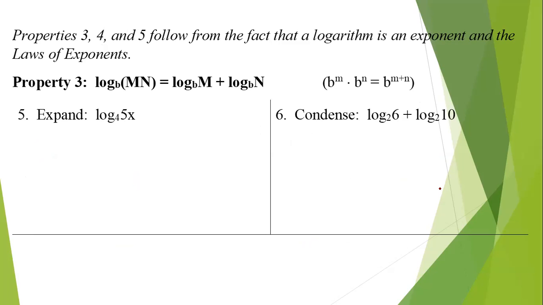For the next properties, 3, 4, and 5, we're using the same logic of laws of exponents. Remember, if I am multiplying with the same base, that means I'm adding their powers, right? If I'm dividing with the same base, that means I am subtracting those powers. The same rules that apply to those laws of exponents are going to apply to our log properties, okay? So property 3, this is our product rule.